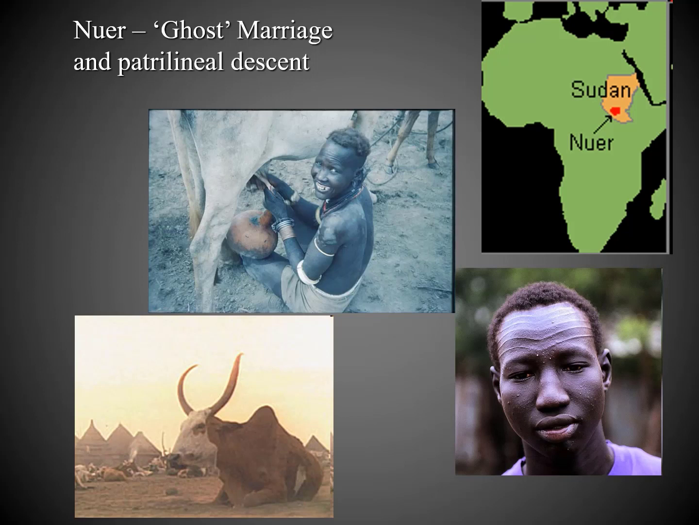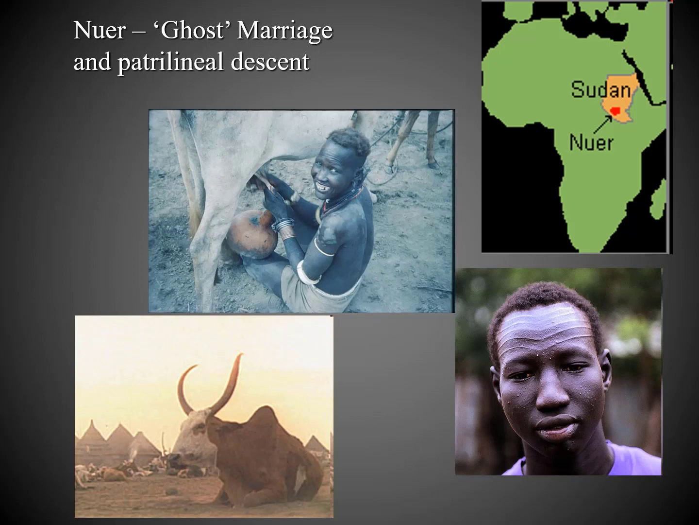Okay, so in Nuer ghost marriage, because wealth is passed down through the patriline, this can happen a couple different ways. One thing that will happen is if a female is married and she has children and she belongs to her husband's patriline, if the husband dies, a woman will often marry the deceased groom, her dead husband. She will marry his ghost. The ghost isn't physically there. It's a symbolic marriage.